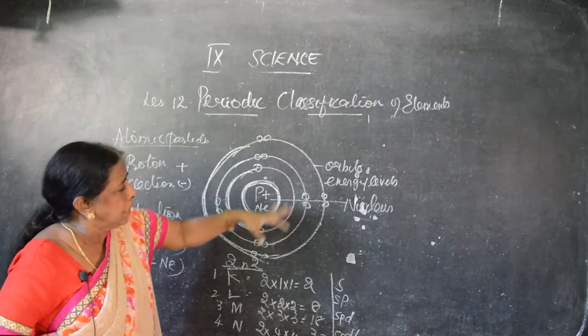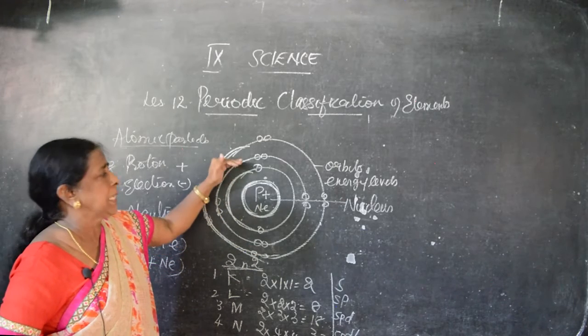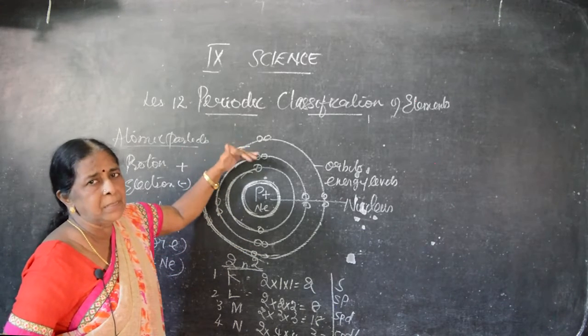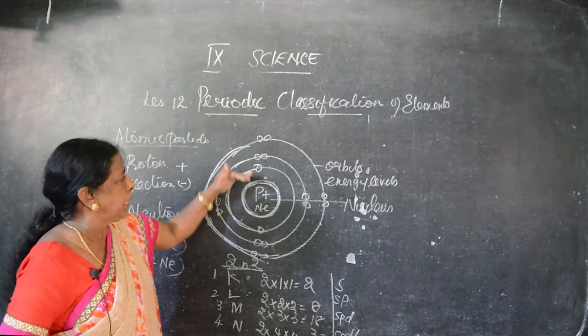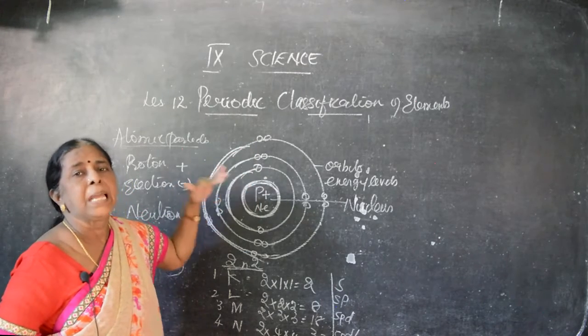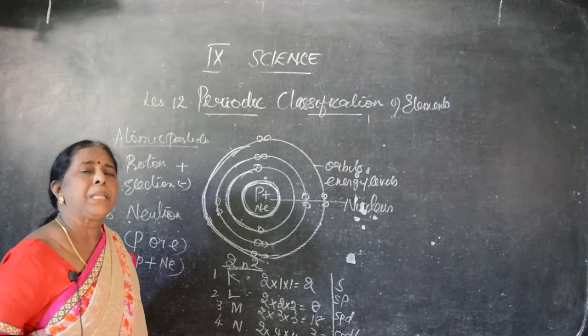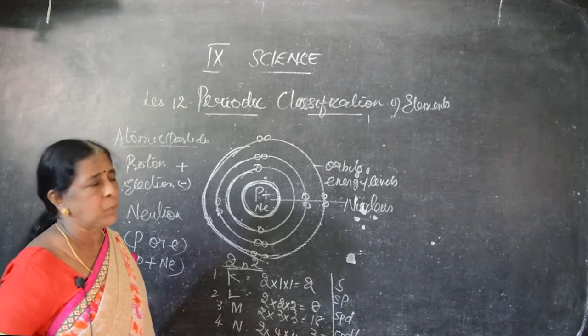So, the electrons are arranged according to that formula. The first orbit only 2, second orbit 8, last orbit 18 like that. That is 2, 8, 18, they say. This arrangement is known as electronic configuration. So, we can find out how many electrons, how many protons are in that.